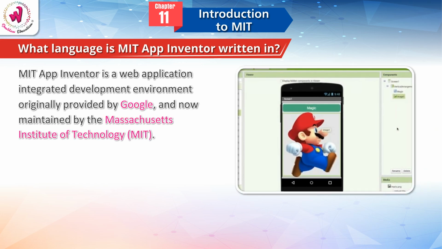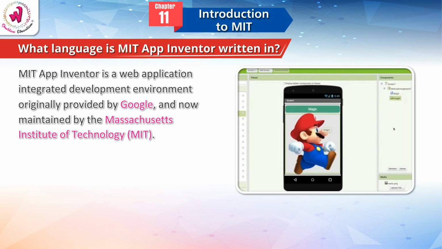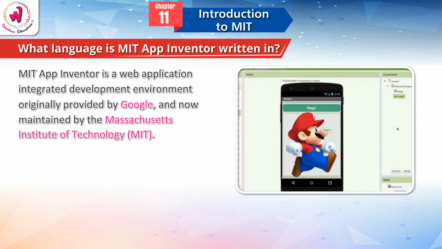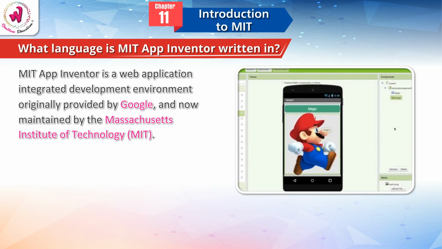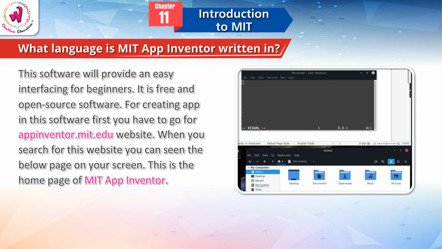MIT App Inventor is a web application integrated development environment originally provided by Google and now maintained by the Massachusetts Institute of Technology, MIT. This software will provide an easy interface for beginners.